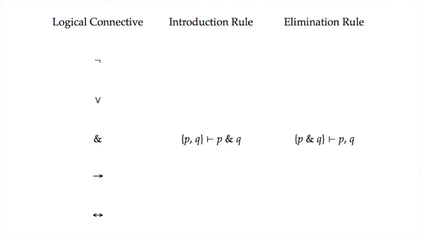All right? For the four other rules, we're going to do the same thing. We're going to have one introduction rule, a rule that lets us add that symbol to a conclusion, and we're going to have one elimination rule, a rule that allows us to eliminate a symbol from the conclusion. Okay, so those are your first two inference rules, the and introduction rule and the and elimination rule.